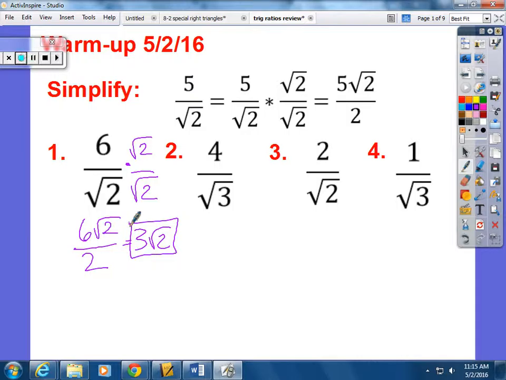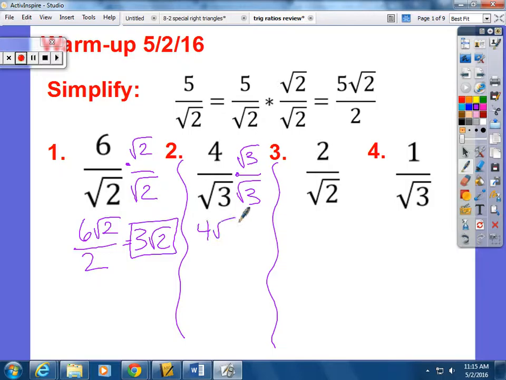The second one, you're going to multiply by square root of 3 over square root of 3, and when you do that, the numerator becomes 4 root 3, and the denominator is just 3. You can't reduce that because 4 is not divisible by 3, nor do they have a common factor other than 1, so that one is finished.